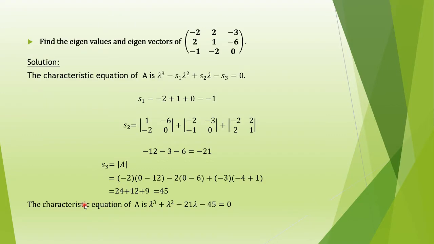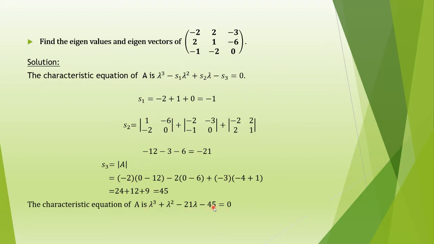Find the eigenvalues and eigenvectors for the given matrix. Already you know how to find the eigenvalues. In the same way, first take the characteristic equation. For a 3 by 3 matrix the characteristic equation is lambda cube minus s1 lambda square plus s2 lambda minus s3 is equal to 0, where s1 is the sum of the main diagonal elements, s2 is the sum of the minors of the main diagonal elements, and s3 is determinant A. So s1 is minus 1, s2 is minus 21 and s3 is 45. Just substitute all three values in the equation and finally we get this equation.